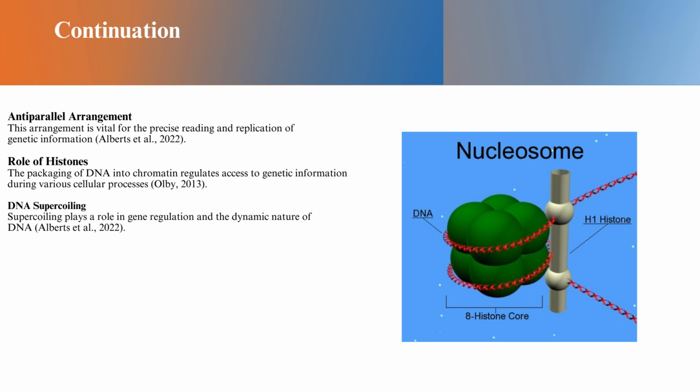Number one, anti-parallel arrangement. The two strands run in opposite directions, creating an anti-parallel arrangement. This arrangement is vital for the precise reading and replication of genetic information.